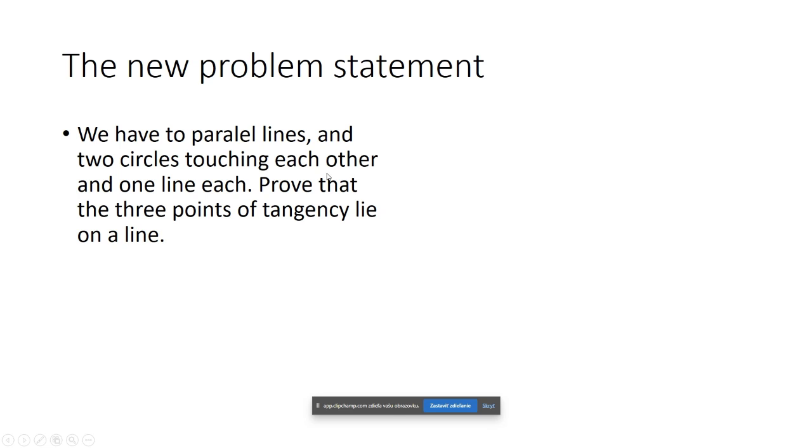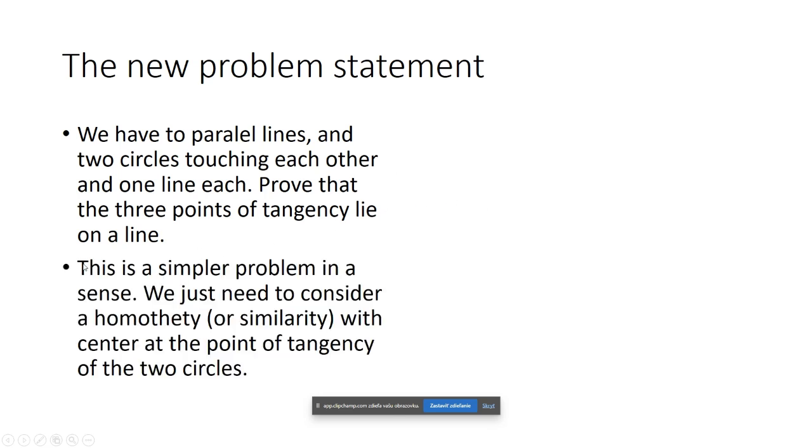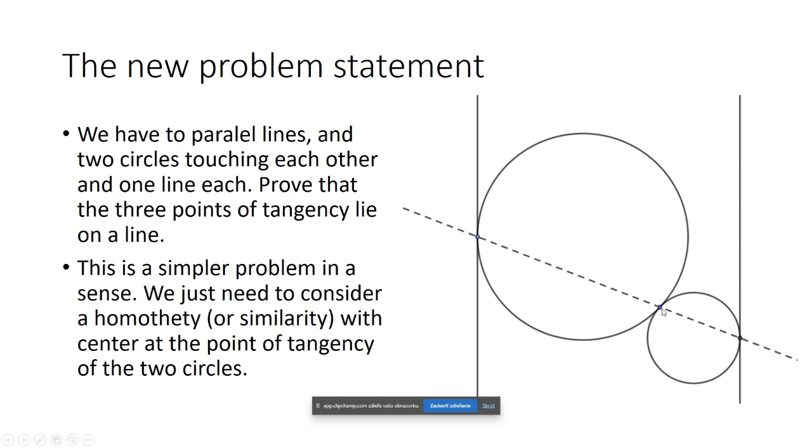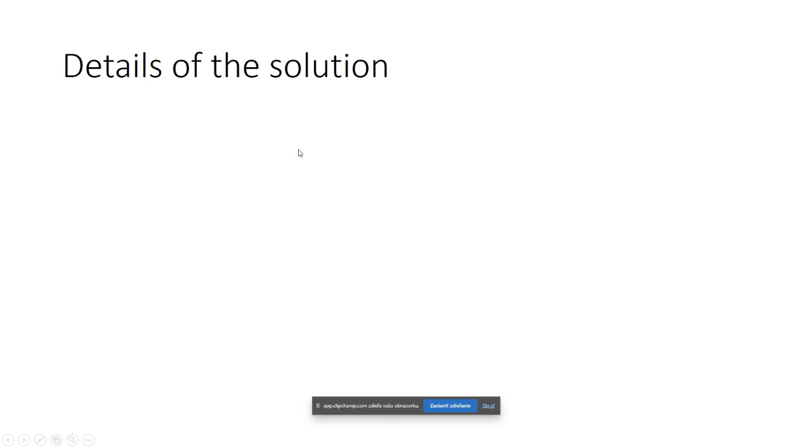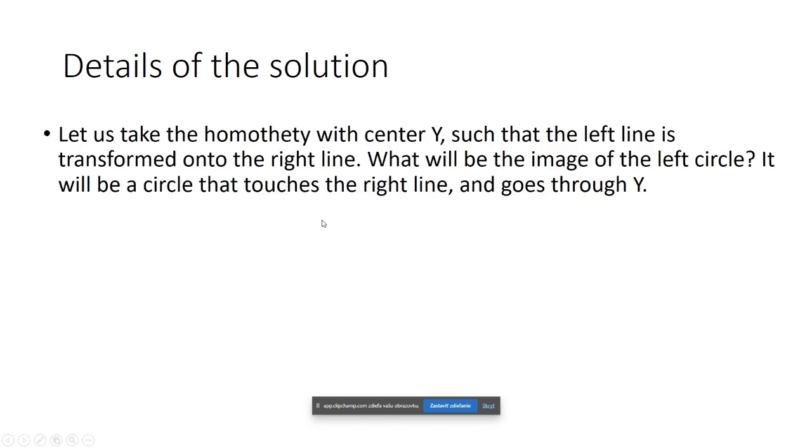Okay, so this is the new problem statement, and this is a simpler problem because we just need to consider this homothety or similarity with the center at the point of tangency of the two circles. We shall call this y, and let's see what the details of this proof are. This might be a simple known fact, so if you are already familiar, feel free to skip the next part of the video. So the details of the solution are as follows.